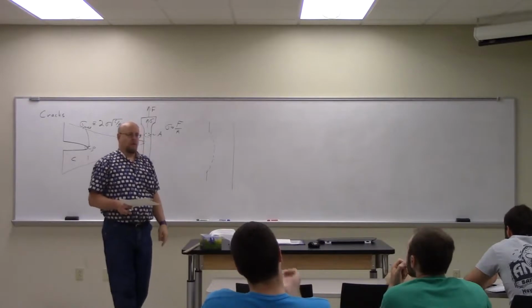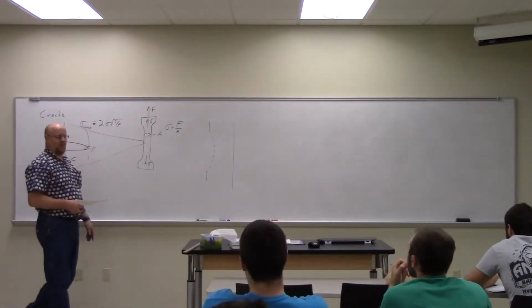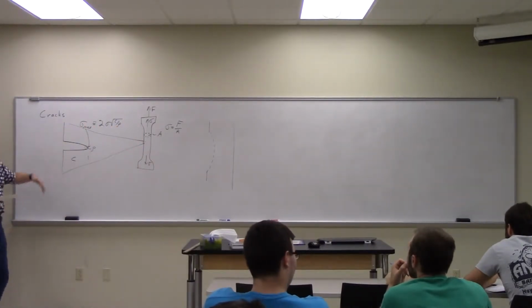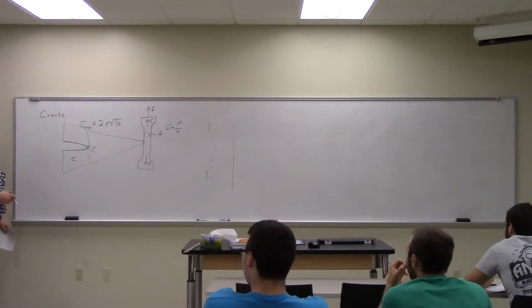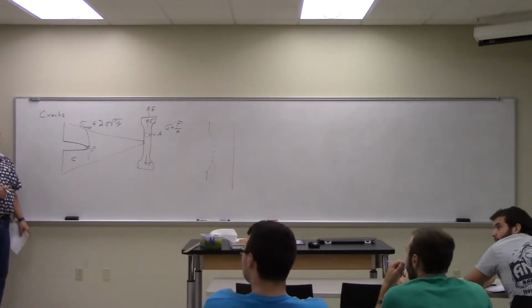Wouldn't that be a dent instead of a crack? And that would be a dent instead of a crack, yes. So it only applies to cracks, not dents. Can you always approximate a crack as having a radius there?